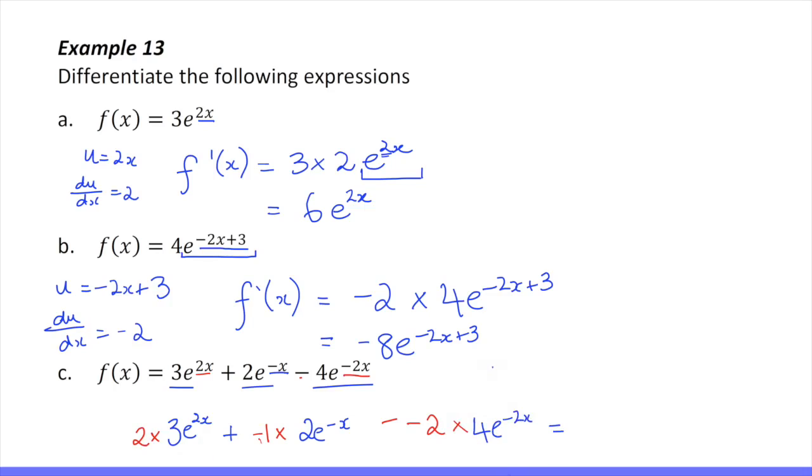Now I can put these all together. 2 times 3 is 6e to the 2x. That will be minus 2e to the negative x. And then a minus makes a positive. 2 times 4 is 8. And that will be my final answer. You can also express this with positive powers.